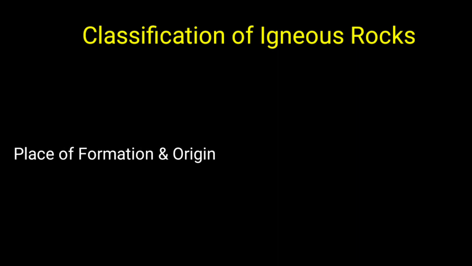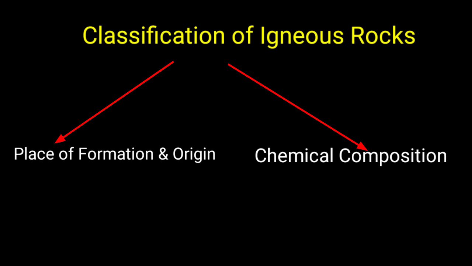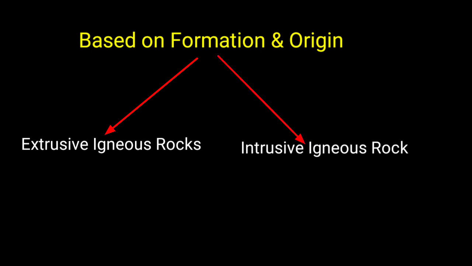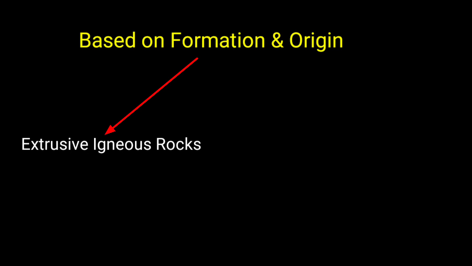Now we'll see the classification of igneous rocks. Igneous rocks are classified based on two categories. The first one is based on the place of formation or origin, and the second one is based on their chemical composition. Now based on the place of origin, igneous rocks are classified into two categories. First one is extrusive igneous rocks and second one is intrusive igneous rocks. Now what are all these, we'll be discussing in detail.